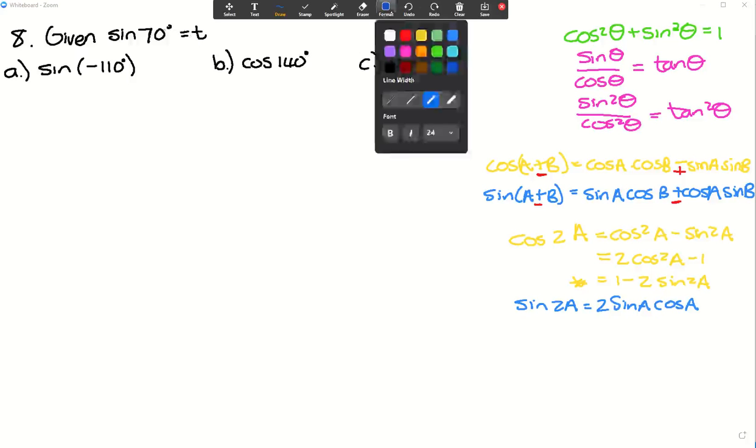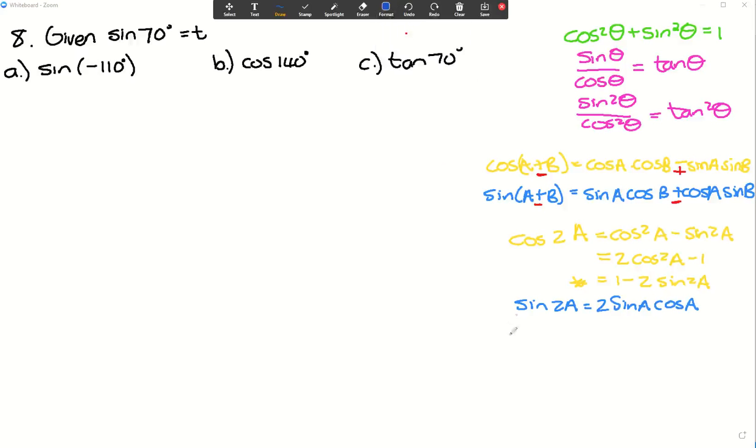Now, sine 70, we need to understand that it exists within a Cartesian coordinate system. If we draw a Cartesian coordinate, our 70 degrees ends up being up here, and it is equal to t. We know that sine's ratio is y over r, therefore this is t over 1. So t ends up being our y value. We're not sure what our x value is, but we know that our unit measurement here is 1, which is our r. Therefore, to find out what x is, we need to apply Pythagoras.